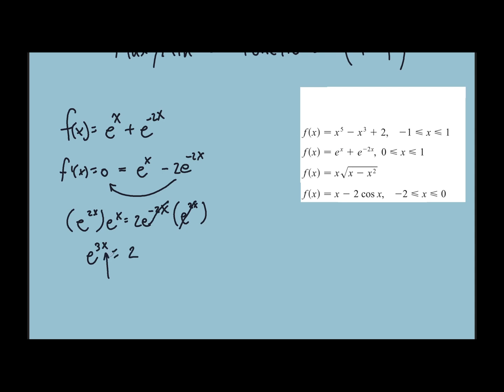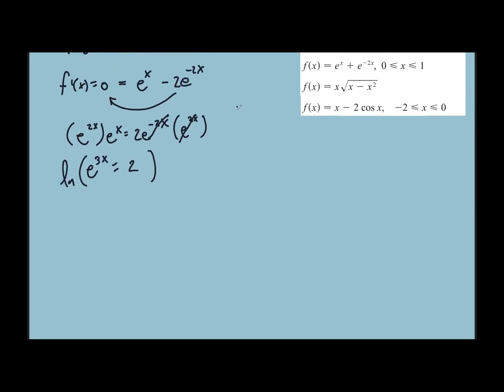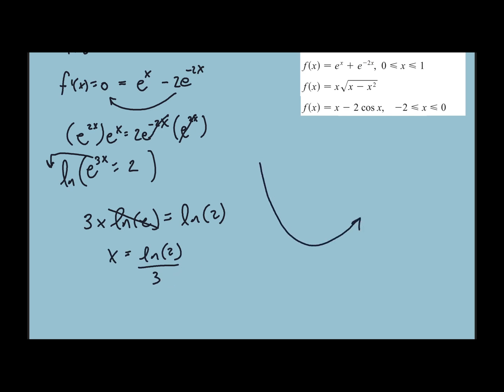Now my x is in the exponent. How do I get rid of that? That's natural log. Natural log. Take the exponent out. You get 3x ln of e equals ln of 2. Natural log of e is equal to 1. There's no mistake there. Divide by 3, and we're going to get x is equal to the natural log of 2 divided by 3. So in this function, that's probably a minima.